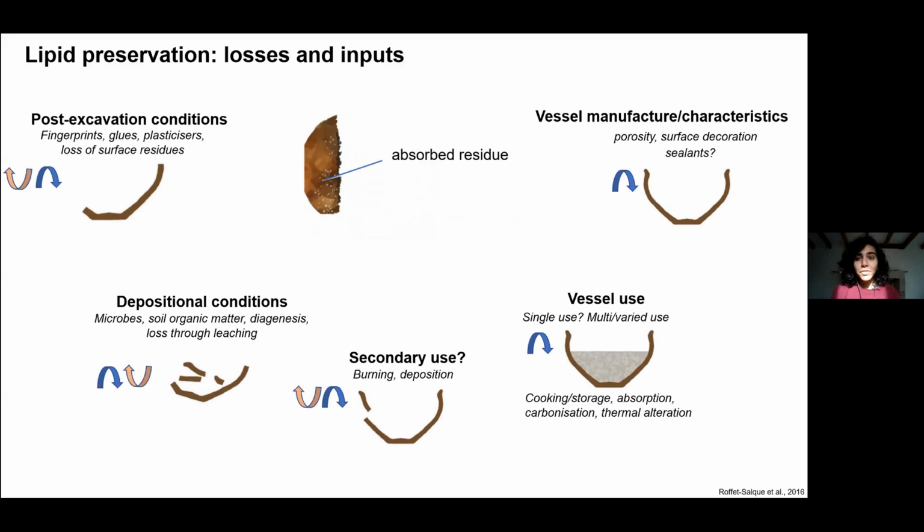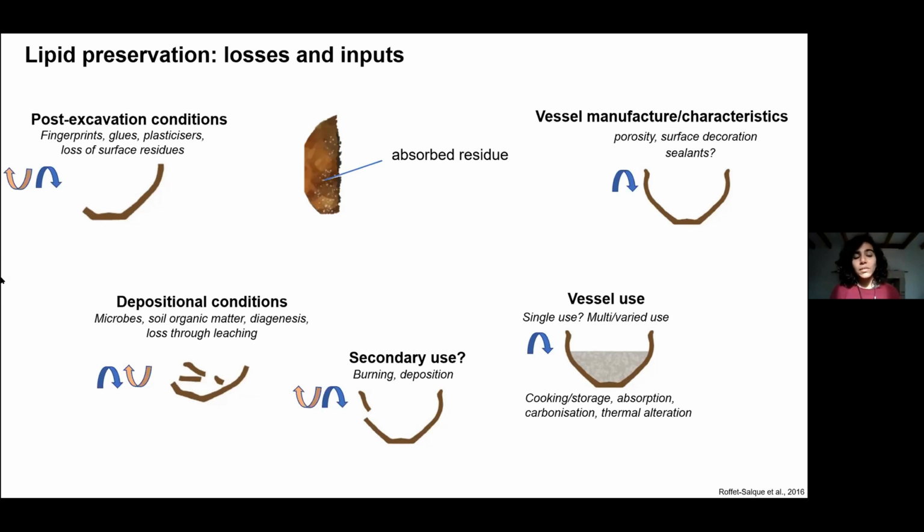And all sorts of different factors actually affect the degree to which lipids can be absorbed. So the type of the vessel, how it was made, its porosity, whether sealant was applied on it, how many times the vessel was used and for what products, secondary considerations, deposition, and of course the depositional conditions themselves will affect how lipids are preserved. We know, for example, that acidic soils are quite good at preserving lipids, but alkaline soils not so much.